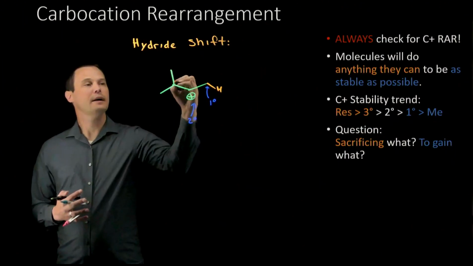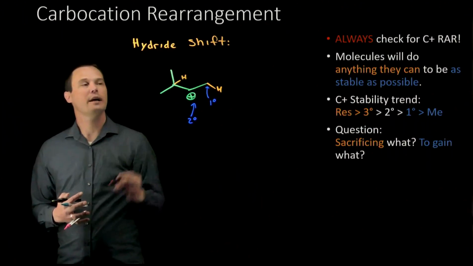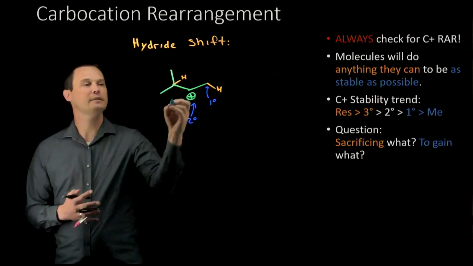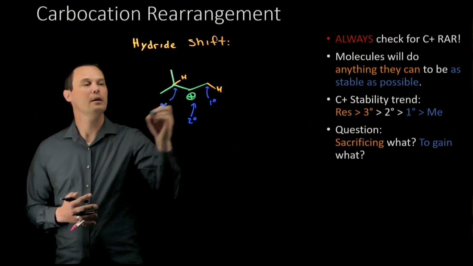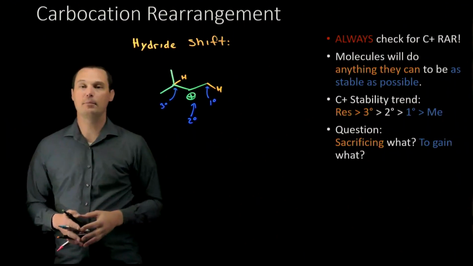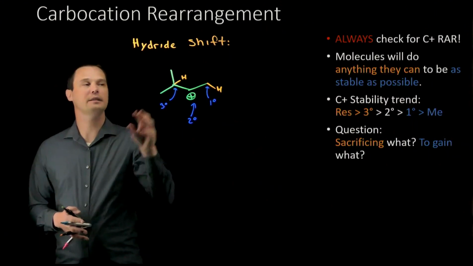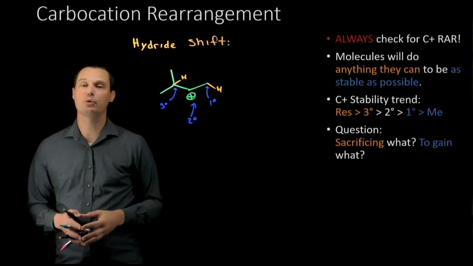If we look on the other side, we have a hydrogen atom here that could rearrange. Will it rearrange? If it rearranges, we would get a new tertiary carbocation. A tertiary carbocation is, yes, more stable than a secondary carbocation. We'd be sacrificing a secondary carbocation to gain a tertiary carbocation that is more stable. Yes, this carbocation will rearrange.